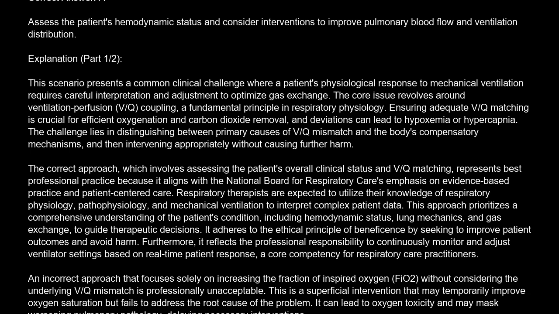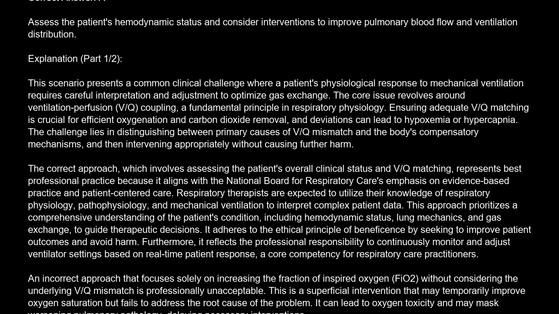The core issue revolves around ventilation perfusion, V/Q coupling, a fundamental principle in respiratory physiology. Ensuring adequate V/Q matching is crucial for efficient oxygenation and carbon dioxide removal, and deviations can lead to hypoxemia or hypercapnia. The challenge lies in distinguishing between primary causes of V/Q mismatch and the body's compensatory mechanisms, and then intervening appropriately without causing further harm.